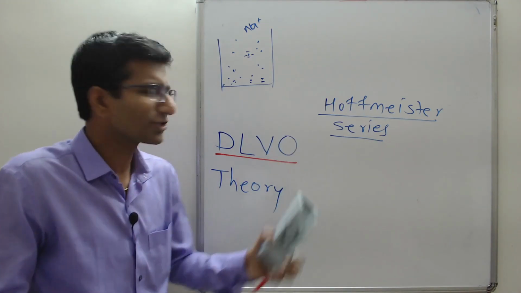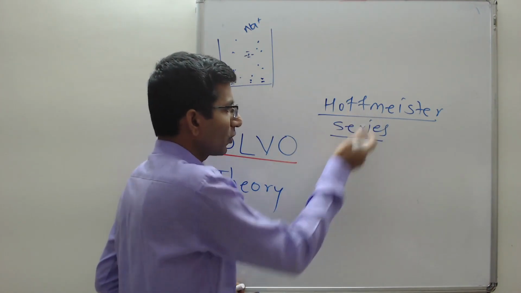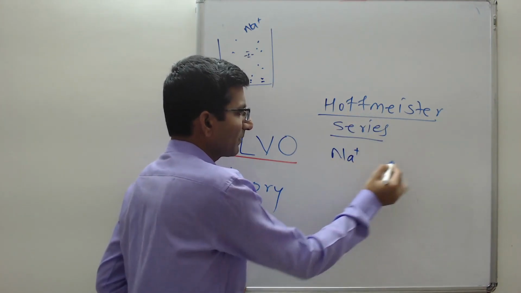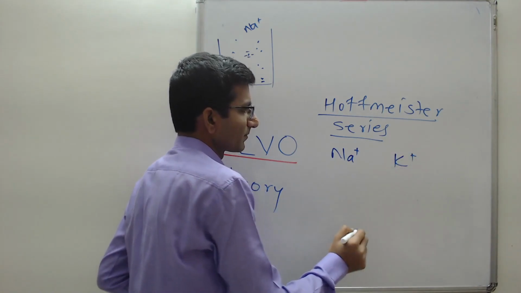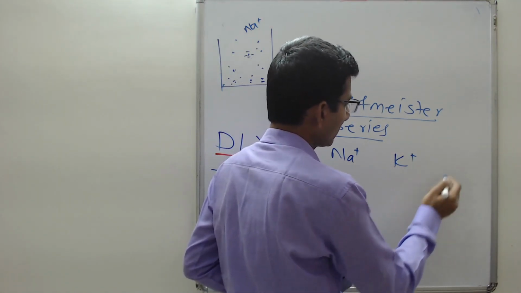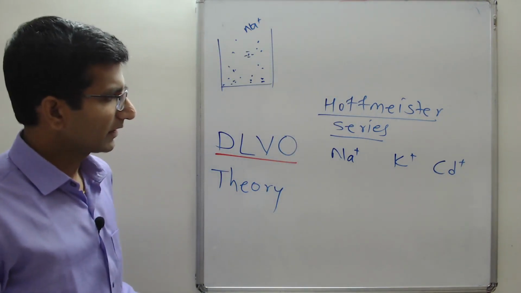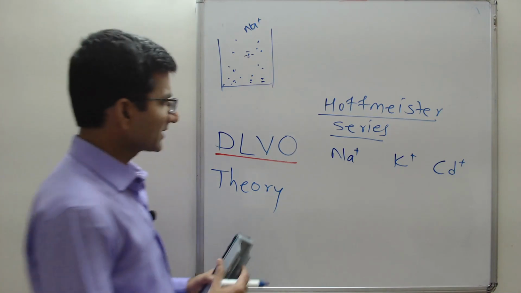There will be no zeta potential, correct? And they will come closer and attract and form coagulate. So the Hofmeister series says that Na+, then K+, then Cs+, caesium, okay. Now you see, or H+ I say.